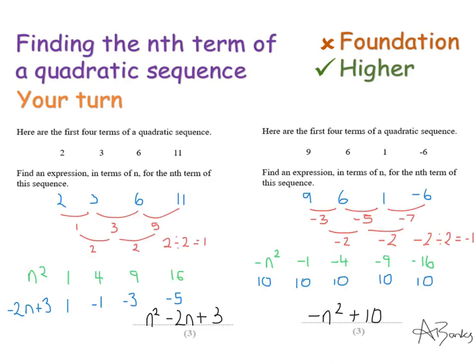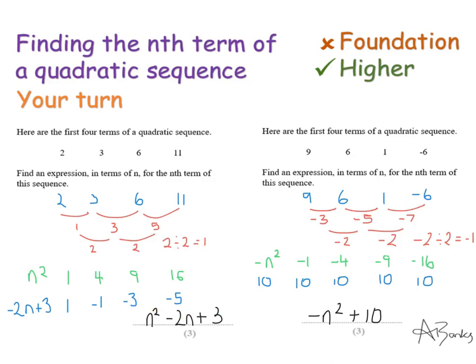Here's the solutions. So the first one, you should find the second difference was 2, which means it's a 1n squared sequence. This is my n squared sequence here, and the difference between this and this is this sequence here. We have 1, minus 3, minus 5, and that has nth term of minus 2n plus 3, so it's n squared minus 2n plus 3.